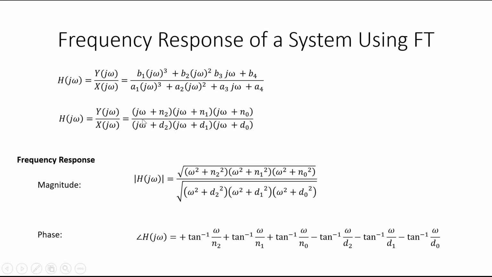And the phase means the angle of this. Each term is in the form a plus jb, so the angle is tan inverse b by a. For the numerator we take plus: tan inverse omega by n2, plus tan inverse omega by n1, plus tan inverse omega by n0. For the denominator we take minus: minus tan inverse omega by d2, minus tan inverse omega by d1, minus tan inverse omega by d0. By doing this we get the frequency response in both magnitude and phase.